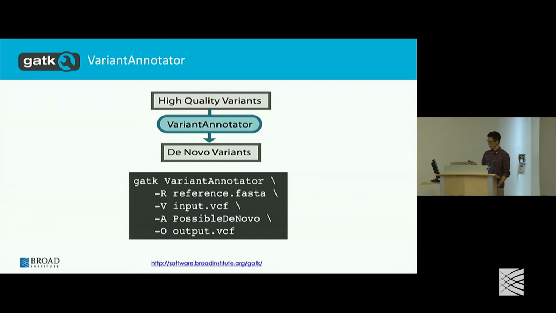And we also give an option if you want to tag each variant that is a de novo variant, since those are rare and could potentially be interesting to look at. You can annotate those variants with the VariantAnnotator tool.